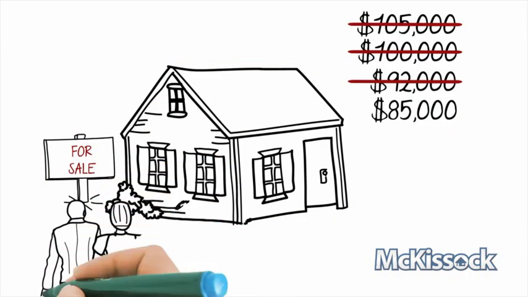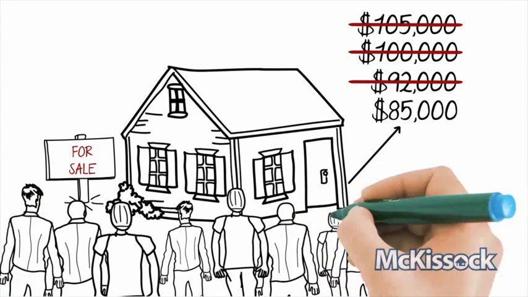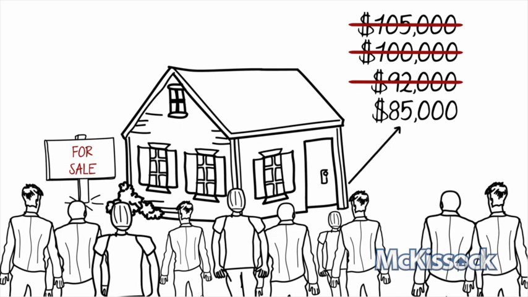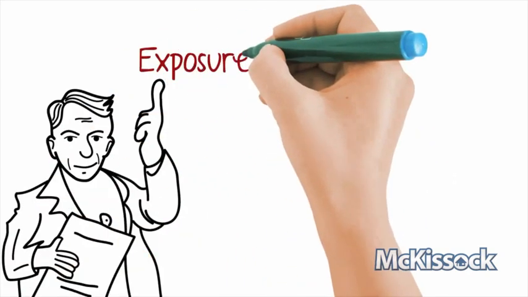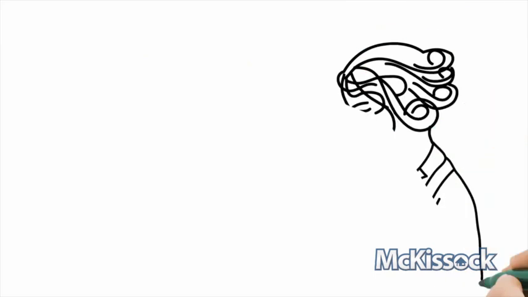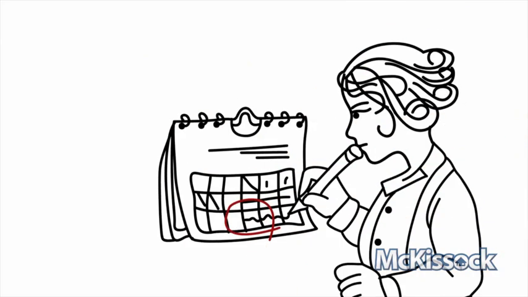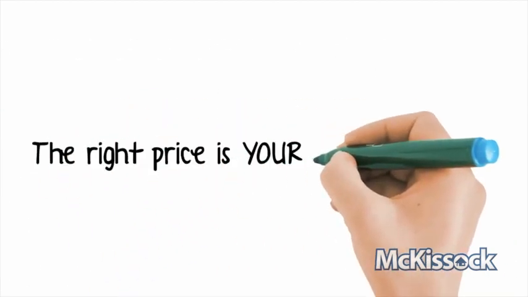You might be looking for the time that passed from the last price reduction. Or, if only a few days or weeks had passed, it might be reasonable to think that the market had actually responded to the second reduction, but just hadn't got around to speaking up yet. Remember, exposure time is not a fact. Look backward from the effective date. What we're trying to figure out is the period of time when the property was priced right and the market responded favorably. And remember, the right price is your opinion of value.